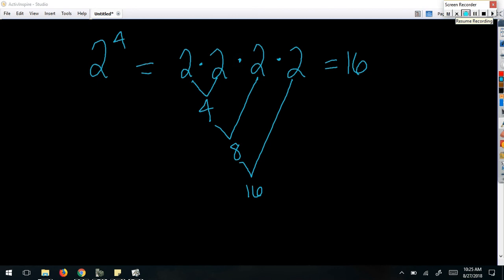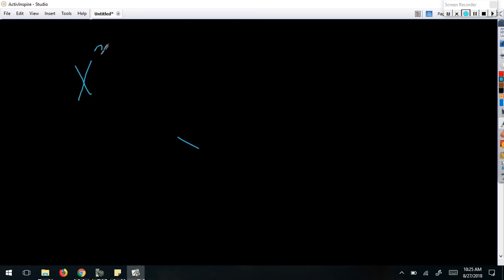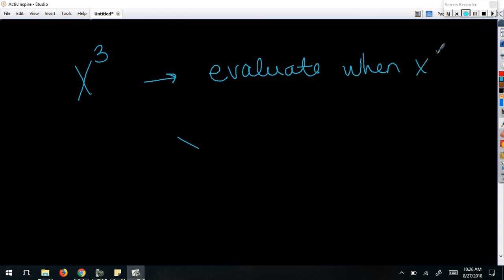But what if I change it to an algebraic expression? Because an exponent is an operation, do we agree? And we said algebraic expressions are numbers, variables, and operations, right? So what if I gave you x to the third, and then I said, take that x to the third and evaluate. What does evaluate mean in this case? I'm going to do what? Solve it, simplify it, plug in, right? Evaluate when x equals 3. Got the equal sign. What does that mean to do?